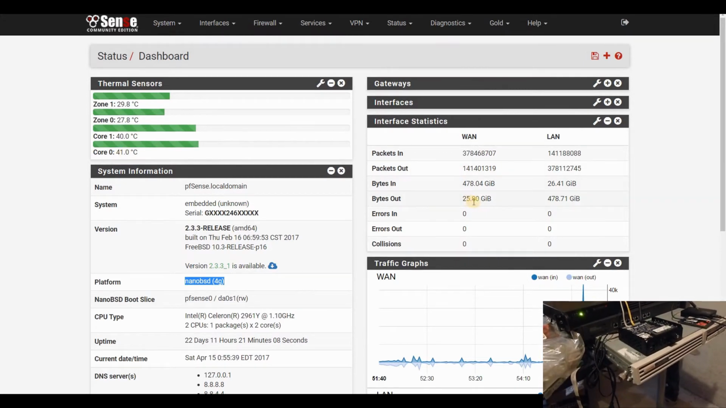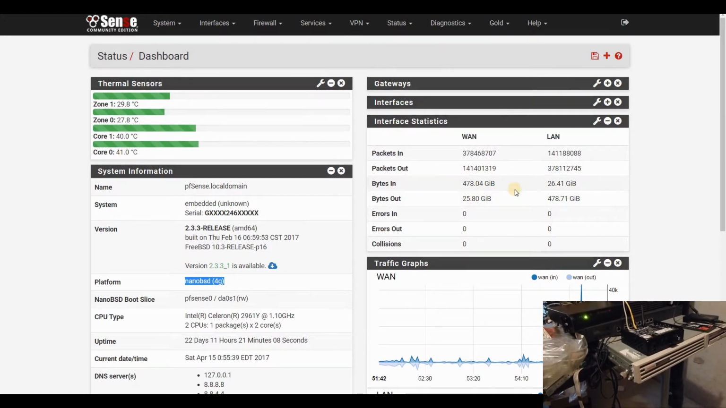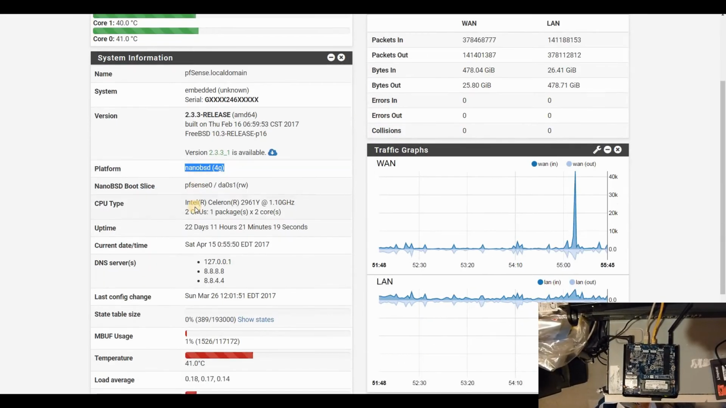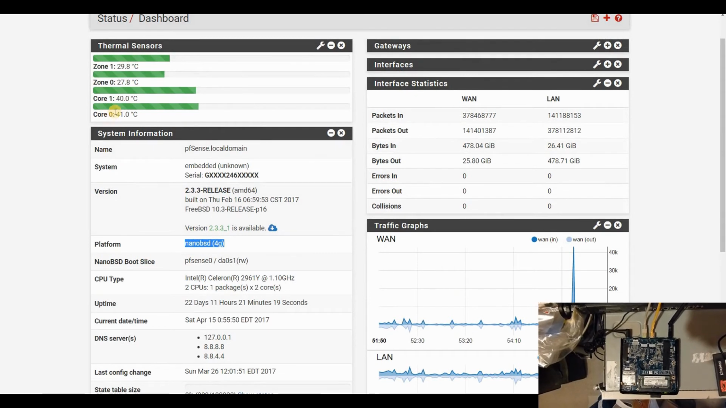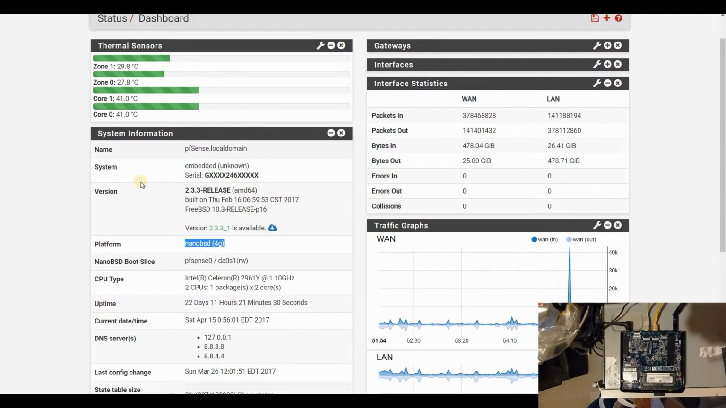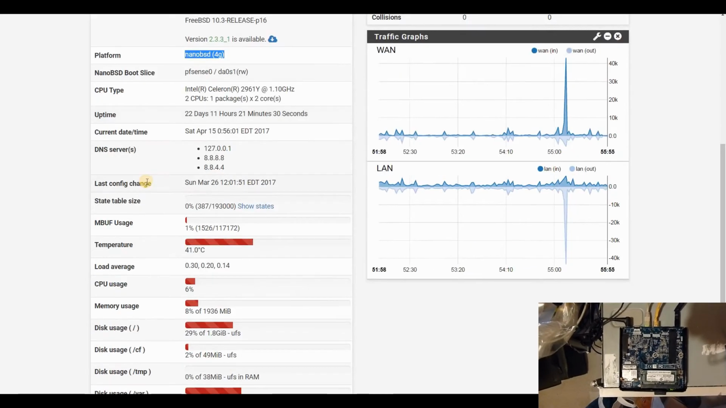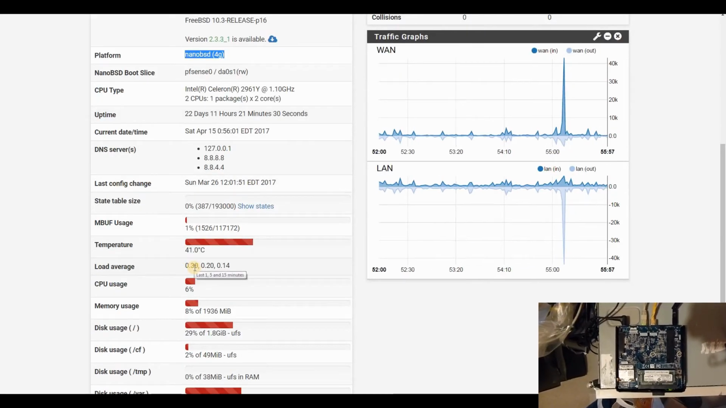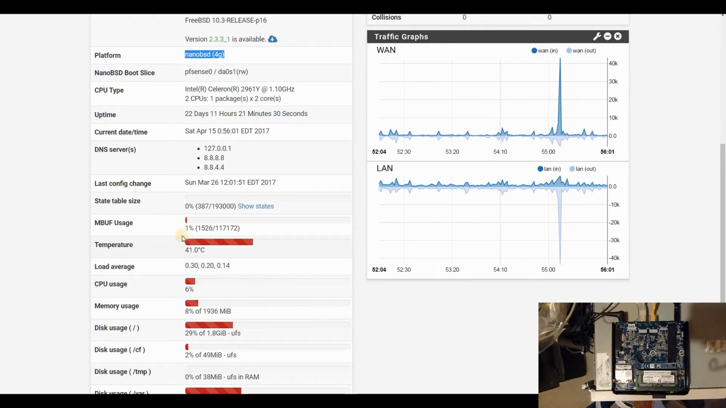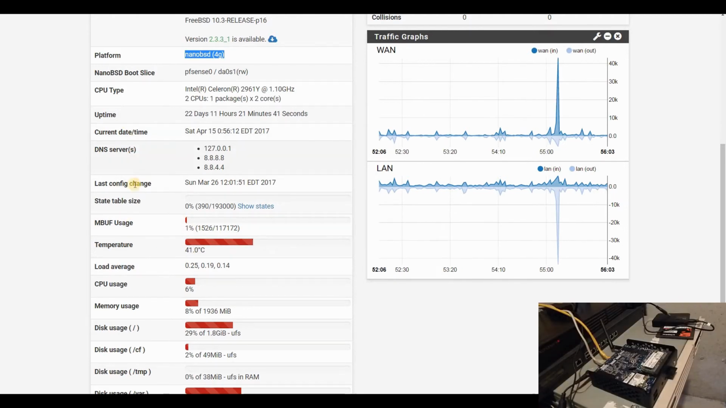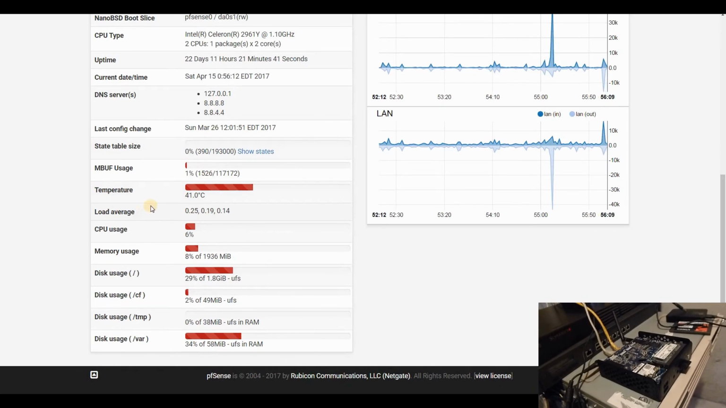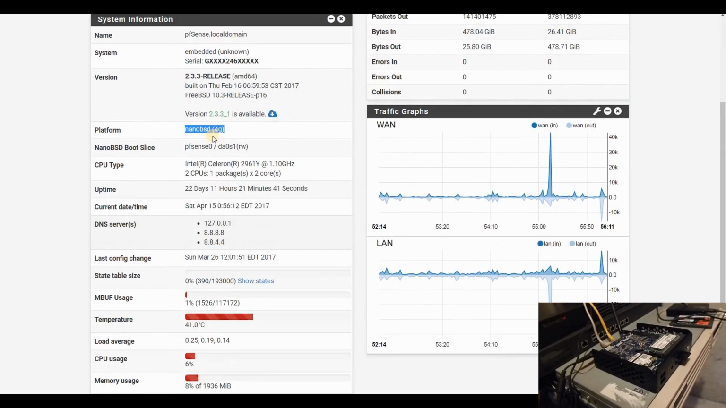I've transferred almost a terabyte of data here, and no errors, no disconnects. Everything's been running fine. Temperature has been going from 39 to 42. You can see that there hasn't been much of a load on it. I rarely go over 10% of the CPU, it's been working fine. I don't see any problems.